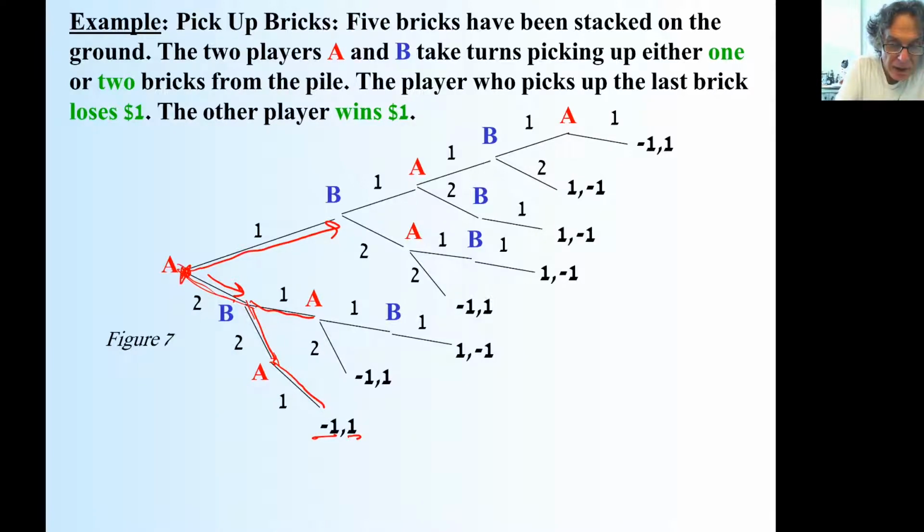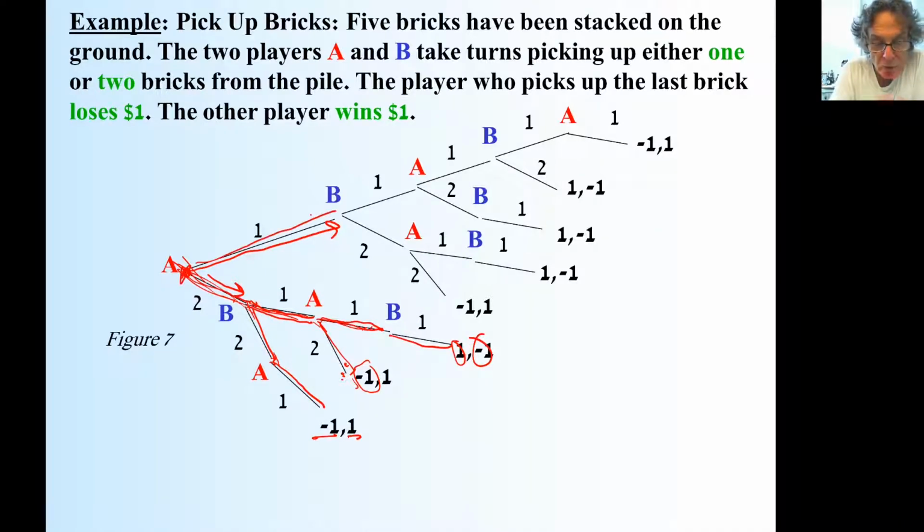When A picks up two and B picks up one, then A can go for one or for two. If he goes for two, he loses the game because 2 plus 1 plus 2, he took the last one, so he gets minus one. If he picks up one, then 2 plus 1 plus 1, 4, there is one brick left. B must take it, and he wins. He gets one, she gets minus one.